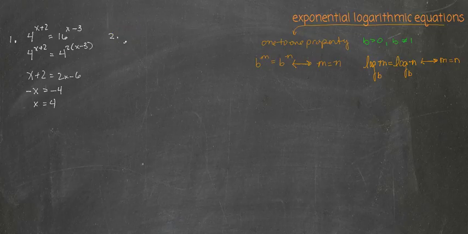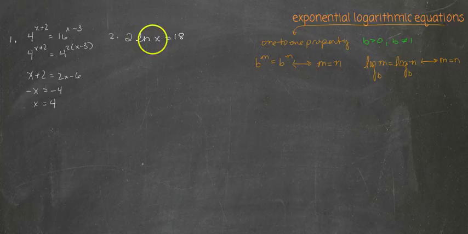How about, let's do this. Let's solve 2 times the natural log of x equals 18. Okay, so what do we have here? Well, first off, I think I want to simplify by dividing both sides by 2. So I end up with the natural log of x equals 9, just to make it easier to see.